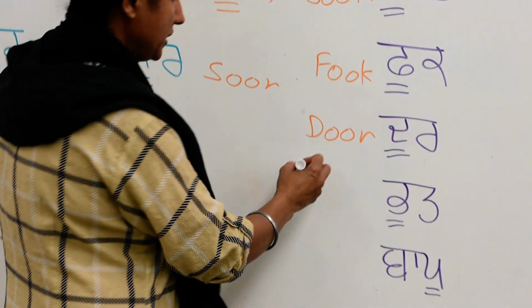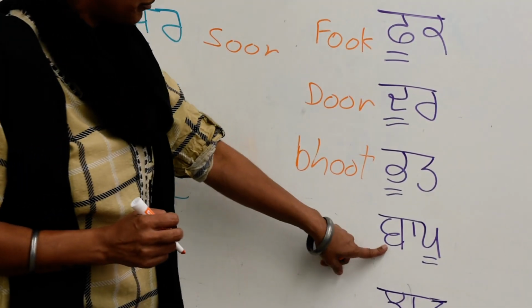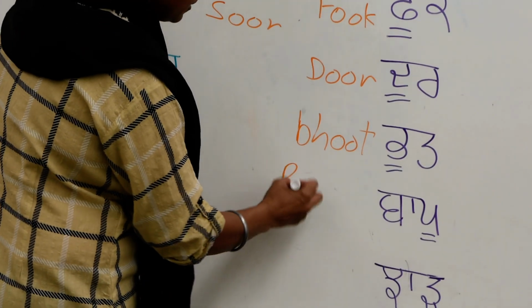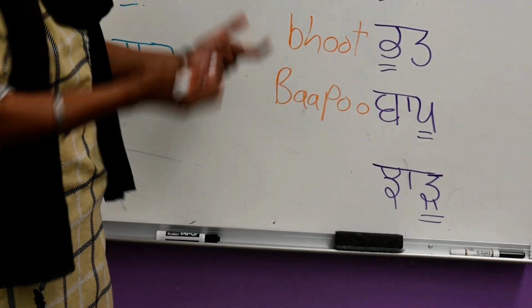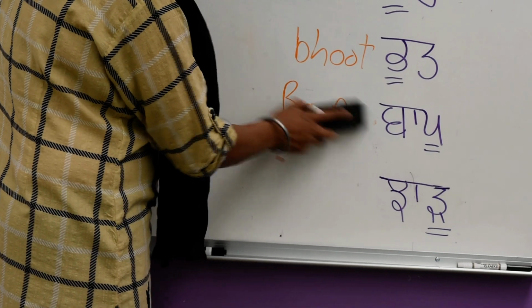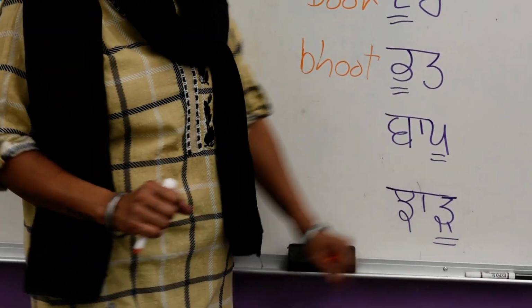Poot, B-H-O-O-T. Bapu, B-A-P-O-O. Bapu. Oh, this is not going to work here. Bapu. And chittikana char, char.